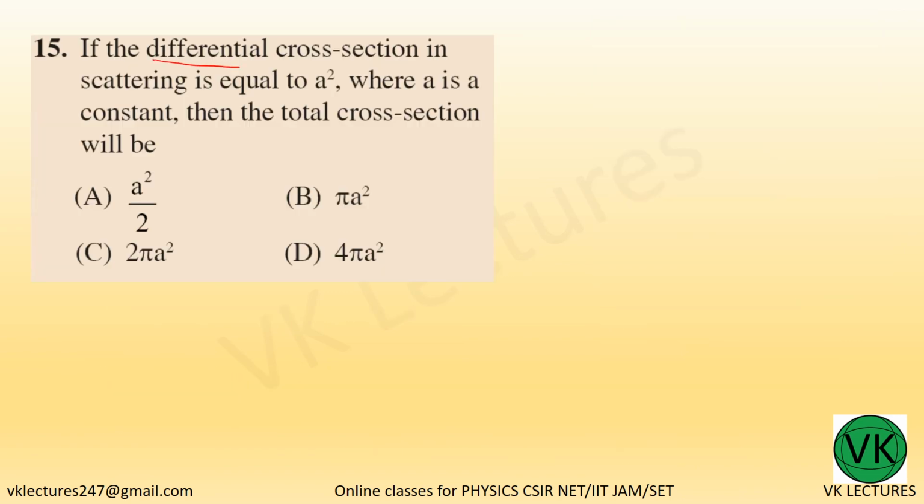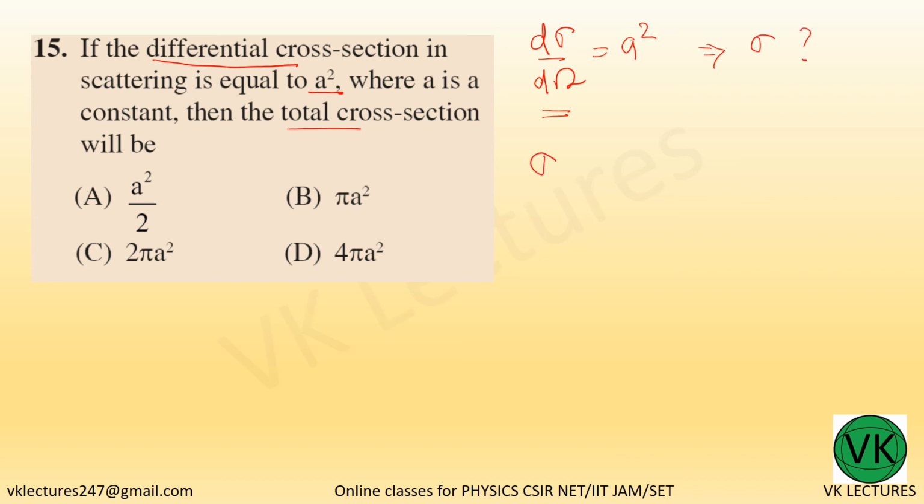If the differential cross section in a scattering is equal to a square, where a is a constant, then what is the total cross section? So what is given here? Here d sigma by d omega is equal to a square is given. This is the differential scattering cross section. Now what is asked? You are asked to find the total cross section, sigma.